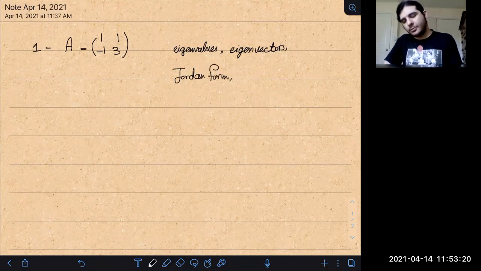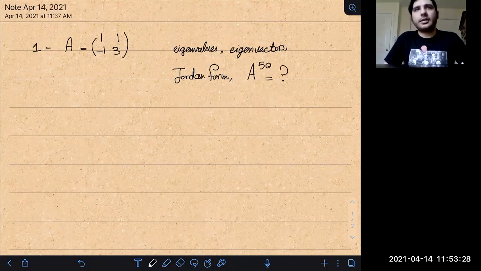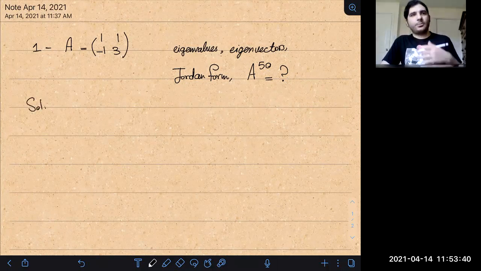And also, what is A to the power 50? Okay, I'm going to solve this one because you have already thought about this one. This was a homework question, right? So what is the solution? As you know, we should start by solving this equation.